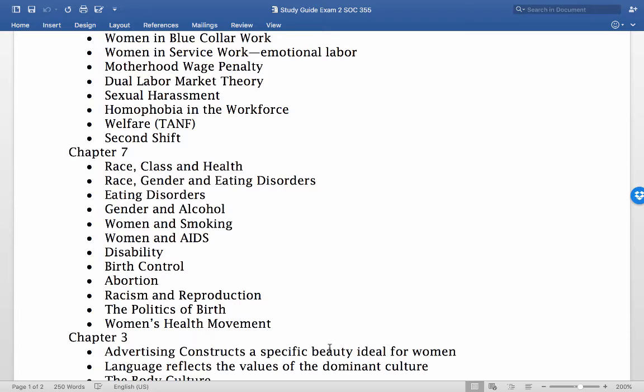So those are some examples of the kind of emotional labor that's involved in women's service work. The motherhood wage penalty refers to a pattern where mothers that work outside the home have lower incomes than women who work that don't have children.